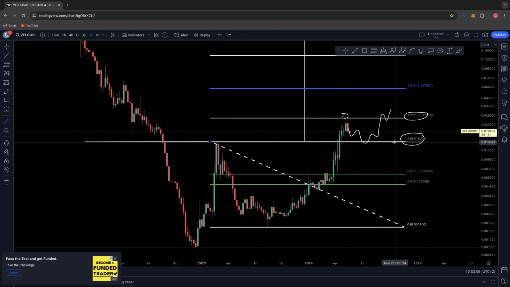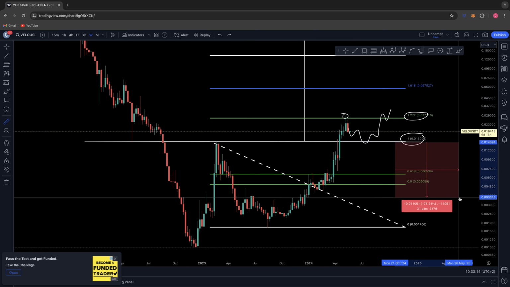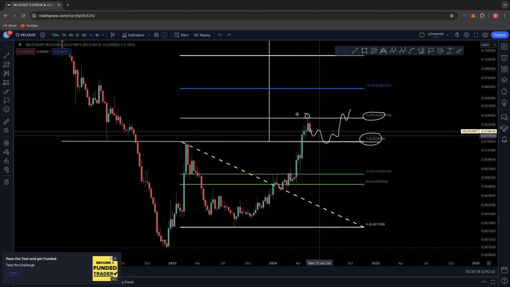If we do come back to this 0.015, we could be looking at a near 3x move off of key support. So right now, just a quick update for you guys, but there's more things that are pointing to a pullback here.